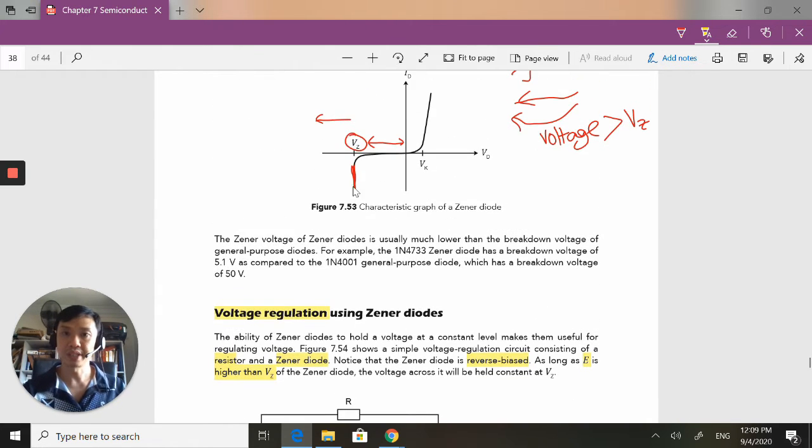Remember, here we want the voltage to be greater than Vz. Anything lower than Vz doesn't really work. We don't want to operate here. We want to get the voltage greater than Vz so that the voltage sticks here.